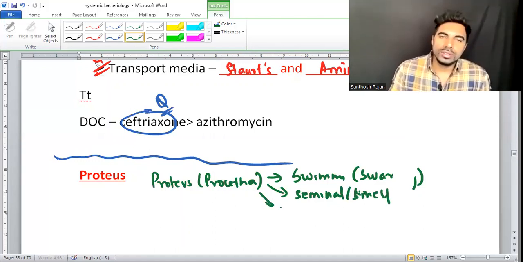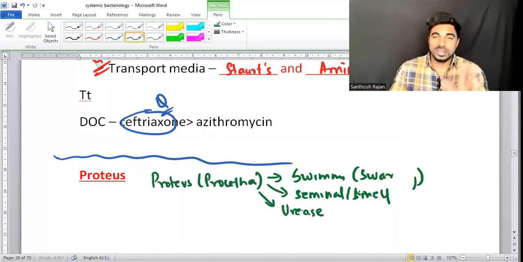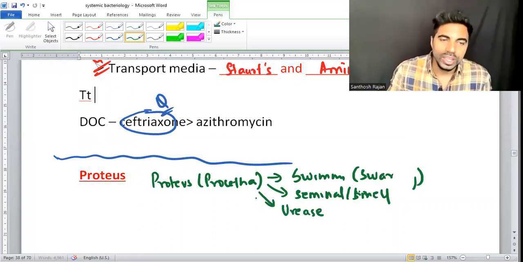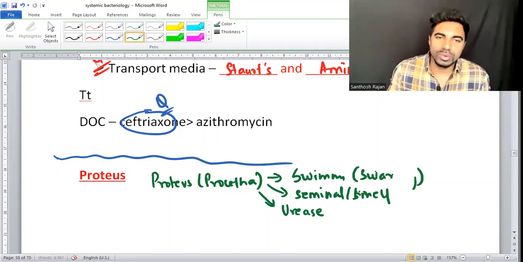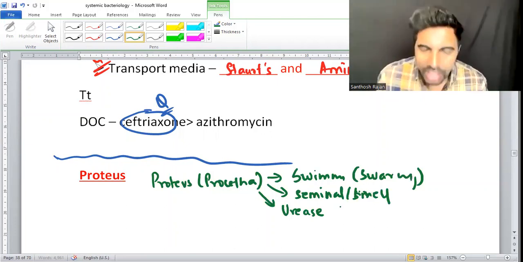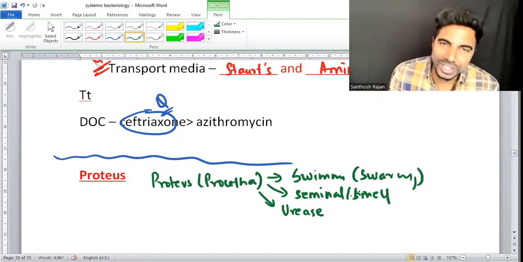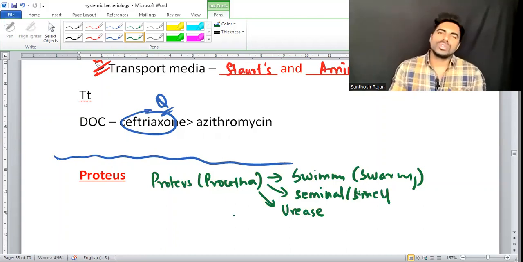Or dusra kya hai? Uska urease. Sare time urease ka that smell comes. Okay, urease positive. And what else we missed here? Urease, seminal. These are the common things you should know. Swarming motility, seminal smell, urease positive is the very characteristic feature. And rest other thing, and of course stones, staghorn stone, uska stone hota hai, phosphate stone, also triple phosphate, staghorn stone. We'll talk about it now.